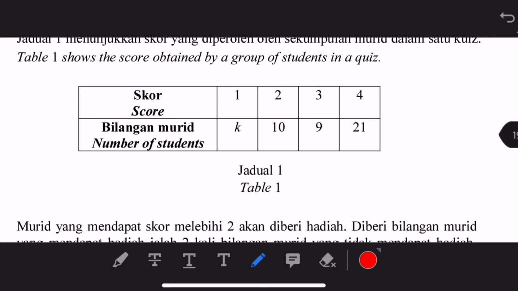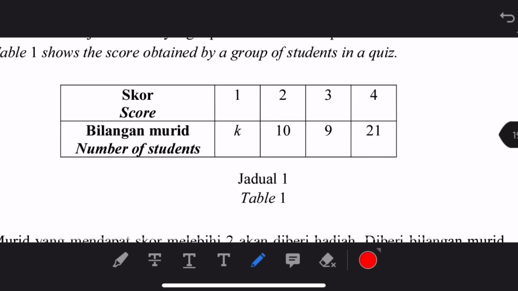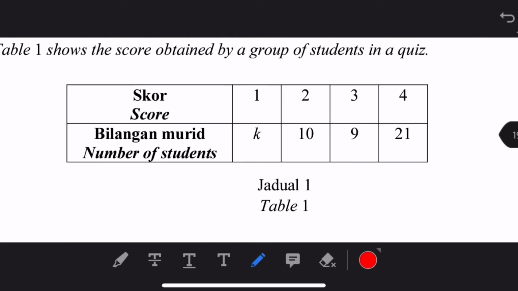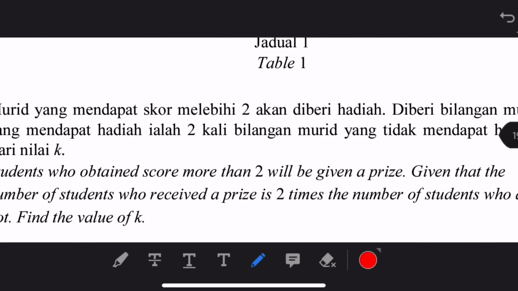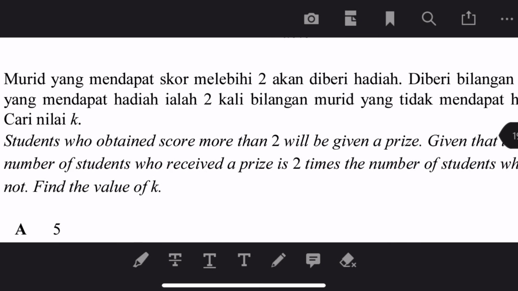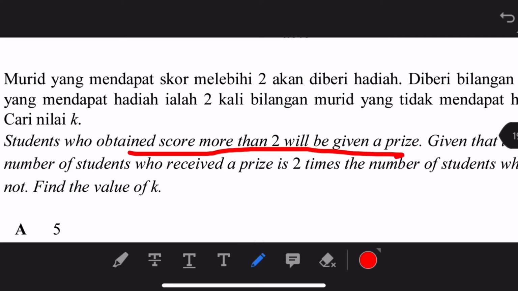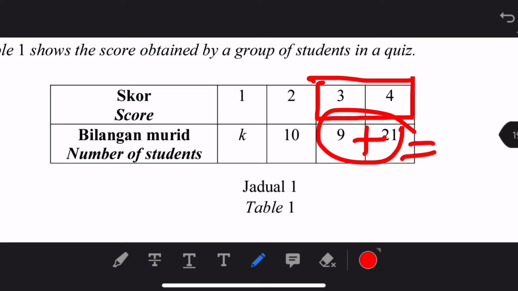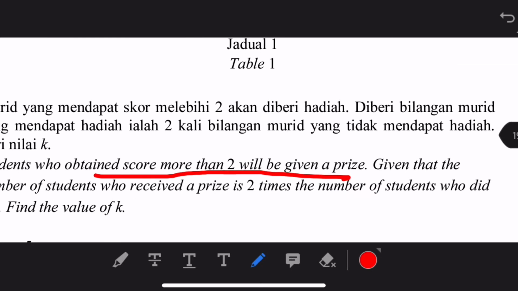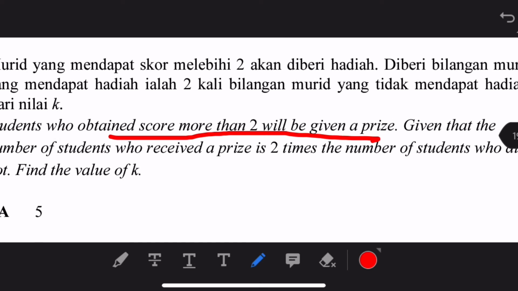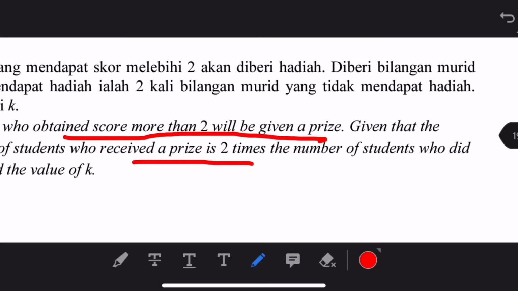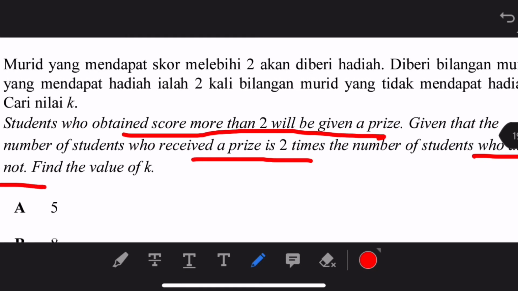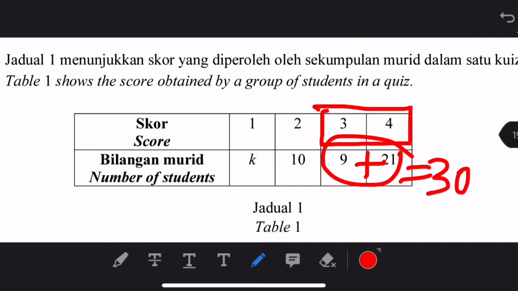And then let's proceed to the next question. For this question, the question is saying that is a score by a group of students in the quiz. The student who obtains score more than 2 will be given a prize. More than 2 will be score 3 and 4. We have 21 plus 9, which is 30 students. And then given that the number of students who receive prize is 2 times of students who did not receive the prize. So did not receive the prize will be k plus 10.